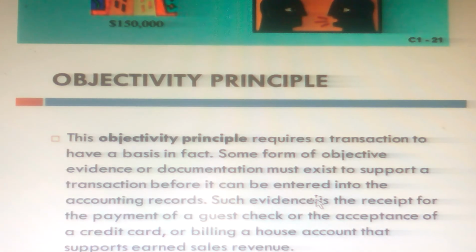The objectivity principle requires a transaction to have a basis in fact. Some form of objective evidence or documentation must exist to support a transaction before it can be entered into the accounting records. So basic documents are required to record a transaction, and based upon that we enter it in our accounts. Such evidence is the receipt for the payment of a guest check, the acceptance of a credit card, or a billing to a house account that supports the sales revenue. That's the objectivity principle. It's a very important one.